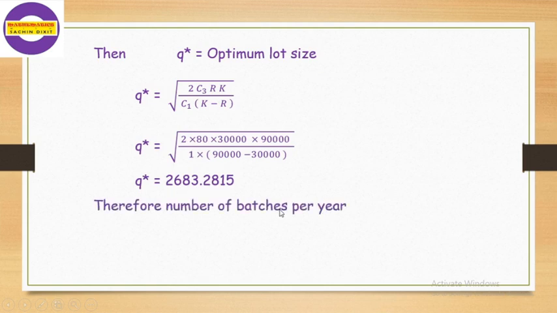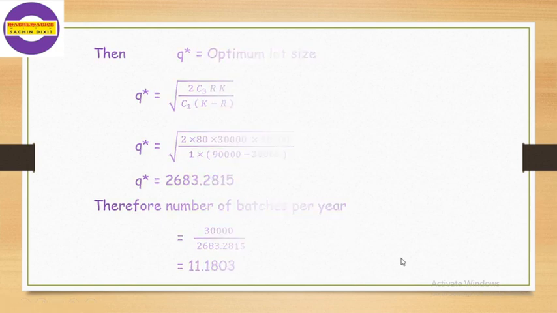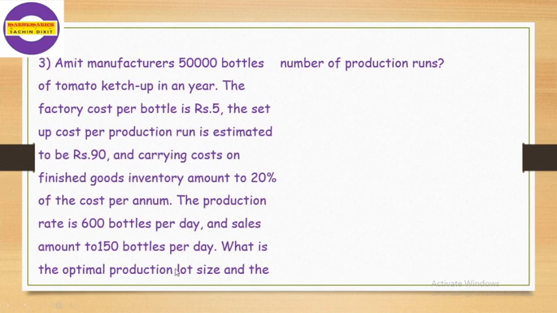2683.2815. Therefore, the number of batches per year is given by the total demand, 30,000, divided by 2683.2815, which gives 11.1803. That gives the total number of batches per year. That completes the problem. Now we solve one more example.